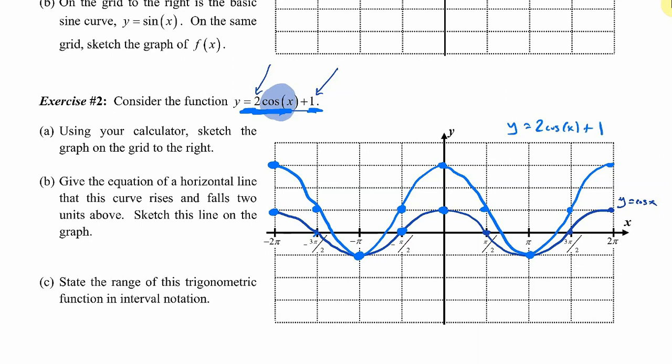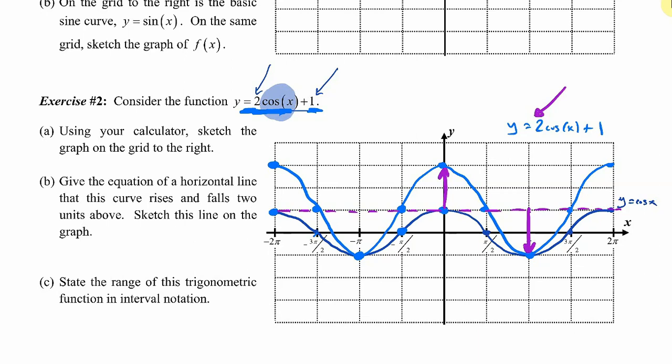Let's talk about a couple things here. Where's the midline? Where's the line that cuts the top and bottom half of this graph off? Well, it looks to me like it's right here. I'm focusing on the 2 cosine of x graph. Look, that separates the top and bottom half. From there, I go up 2, and I go down 2 off the midline. That's exactly what that amplitude out front tells us.